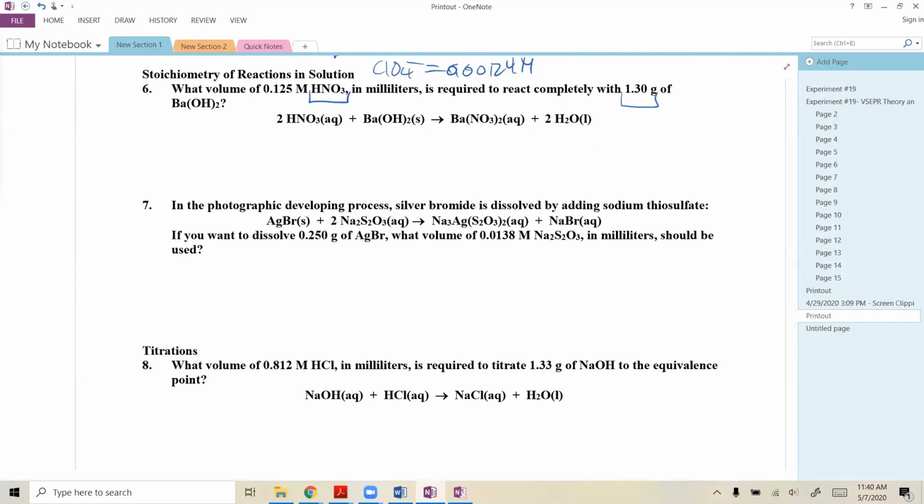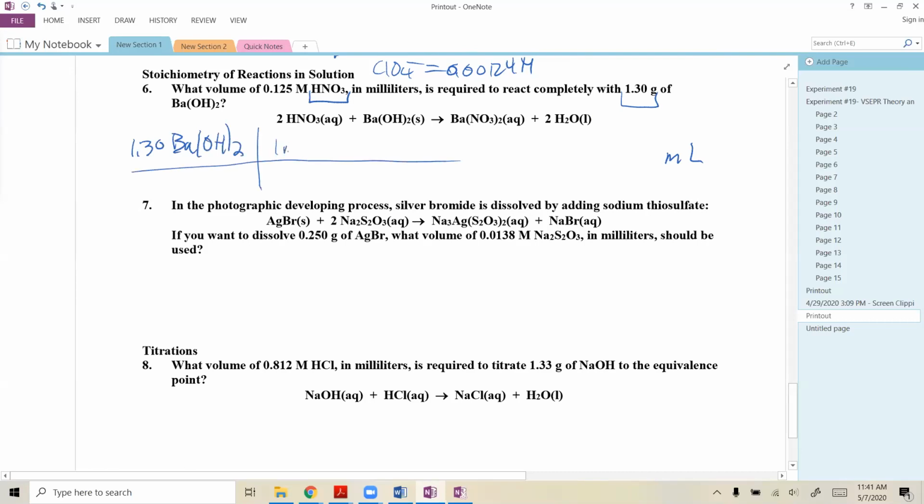So we're looking for nitric acid and we're looking for that in milliliters. Now, if we want to go from barium hydroxide into nitric acid, what unit do both of them need to be in for us to make that comparison? In mole. Moles. So in both cases, we have to go from moles to moles. Anytime you change from one thing to the other, we're going to go from moles to moles. So how can we take that barium hydroxide and turn it into moles? Molar mass. Molar mass, very good.